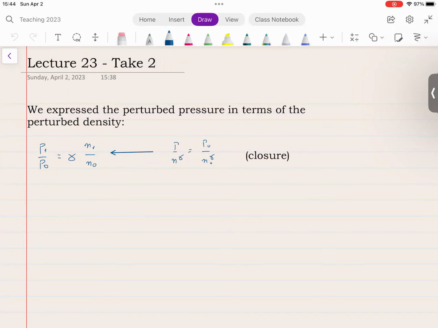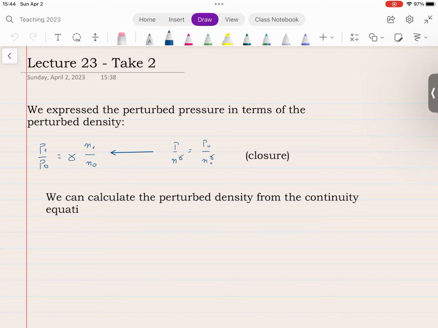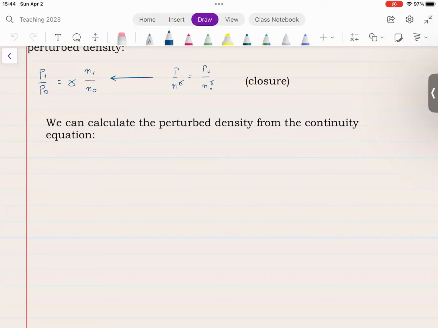Now, I did mention in the last lecture that we can calculate the perturbed density from the continuity equation, or of course, the perturbed continuity equation. Let's see how we can do it. Let's make a little bit of space here. Our continuity equation says that the partial derivative of the density with respect to time plus the divergence of n times v is equal to 0.